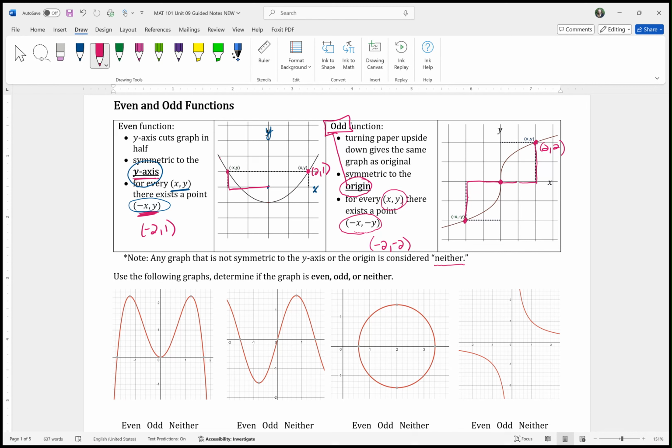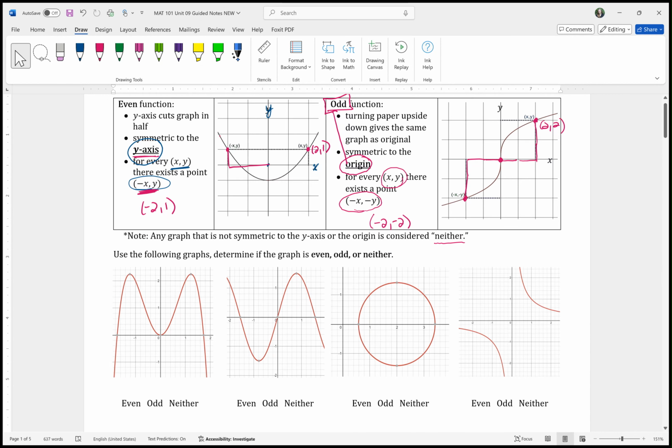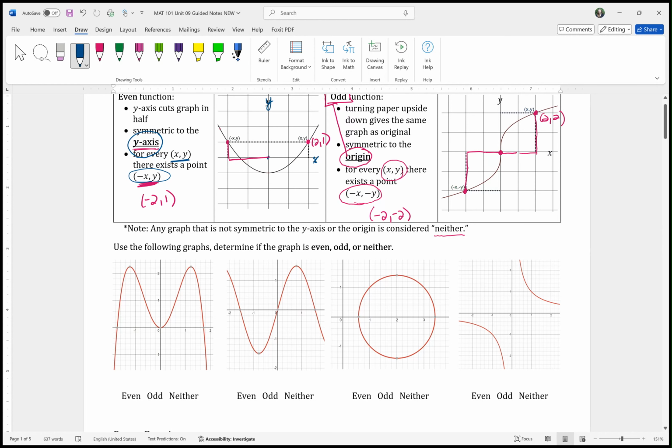So let's look at some of these examples and determine which one is even, odd, or neither. Looking at our first one, what I would do is check both of these two cases. Looking at the y-axis, if I draw a line down through the y-axis, am I mirroring each side of the graph? Did I cut that graph in half? Do I have the left side basically reflecting the right side? In this case, yes. So again, symmetric to the y-axis is even.